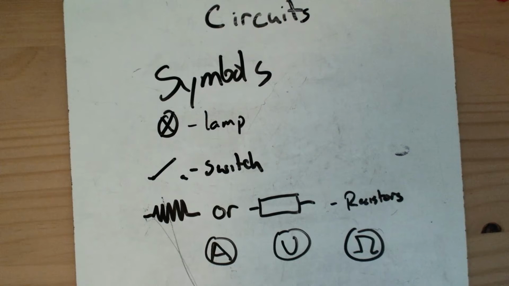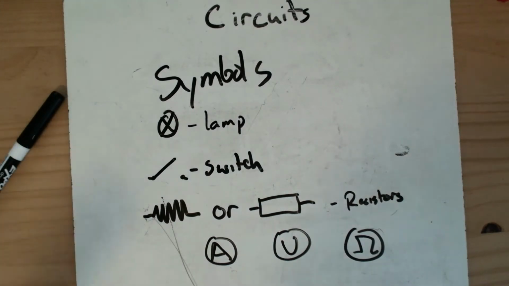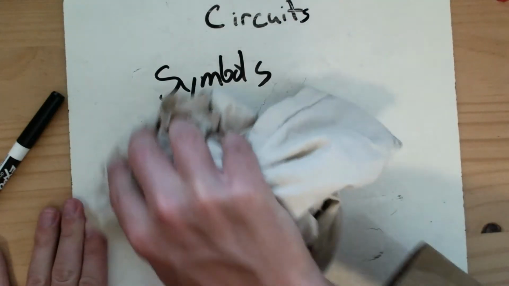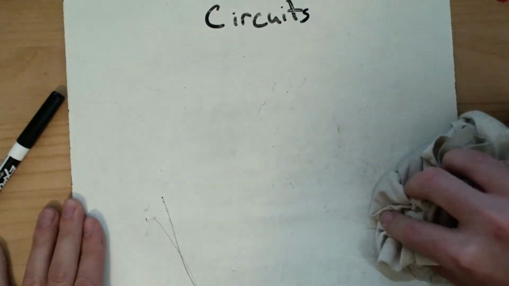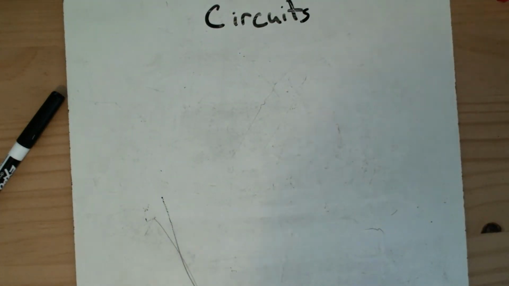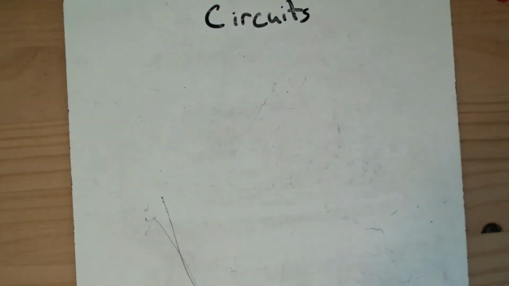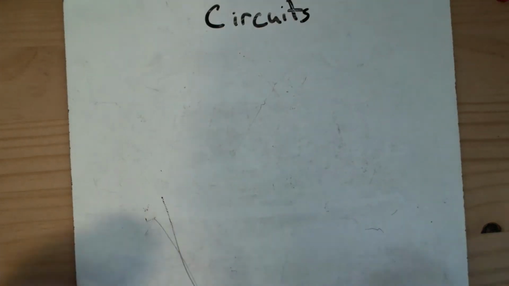Before I go on from those symbols, though, it's worth noting there are a lot more symbols because there's clearly a lot more things that you can put in a circuit than just lamps and switches and resistors and stuff like that. Now, our last little thing that I want to talk about, and this is extra, but a lot of you will find this helpful, is the idea of series circuits and parallel circuits.